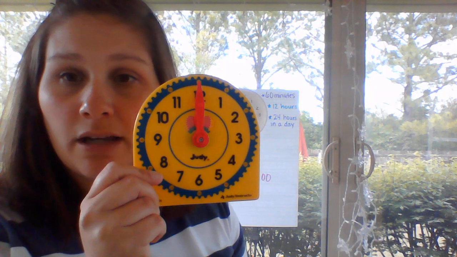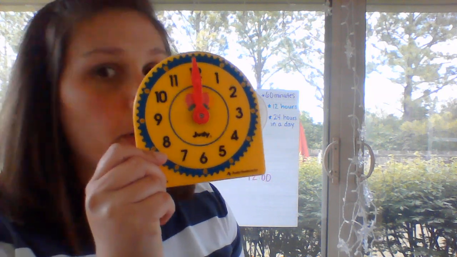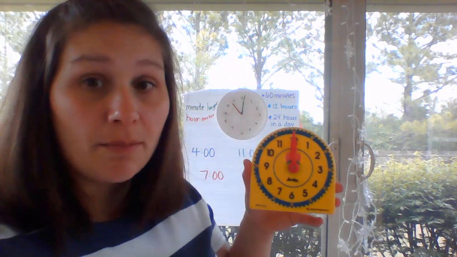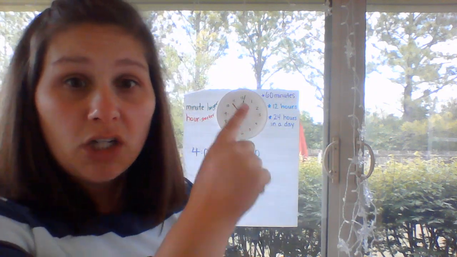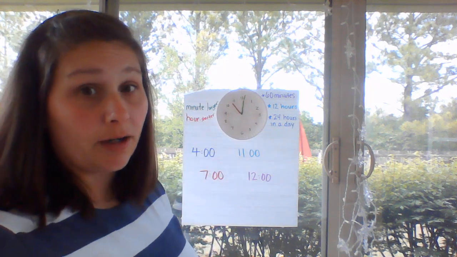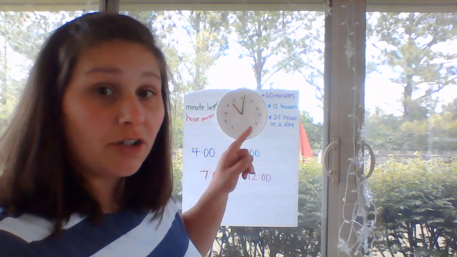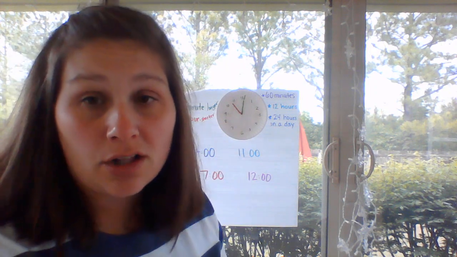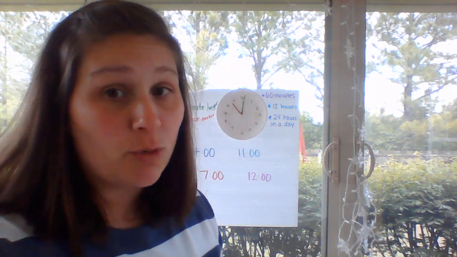Good job. Don't let it confuse you. It's confusing, but don't let it. 12 o'clock. Okay? All right, good job. So, you need to remember these things. You need to remember that there are 60 minutes in an hour, and that's why there's 60 notches on your clock. You need to remember that there are 12 hours represented on the clock, but there are 24 hours in a day because the hour hand goes around the clock 2 times, okay?